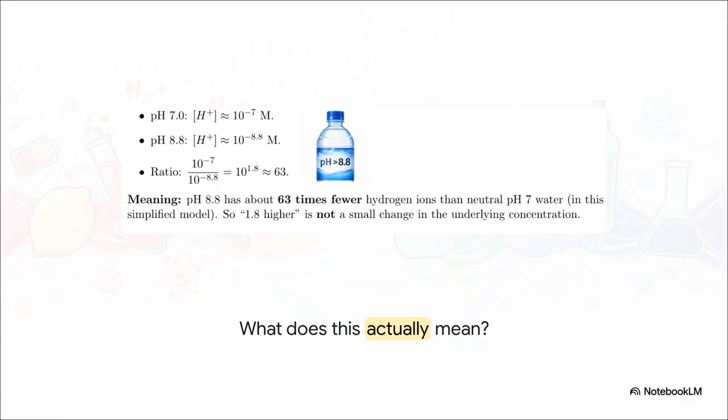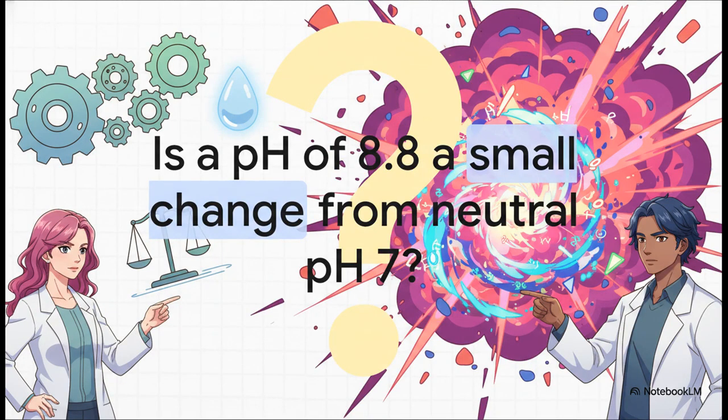So you might see something like this on a bottle of water, pH greater than 8.8. Now most of us kind of know that pH has something to do with acidity, right? And that 7 is neutral. But 8.8? What does that actually mean? What's the story that this little number is trying to tell us?